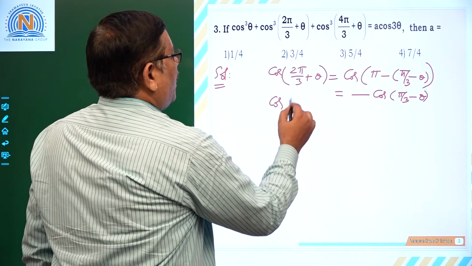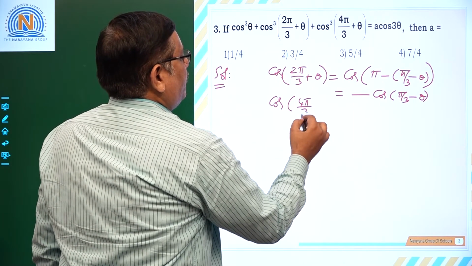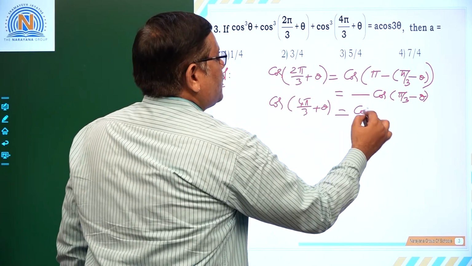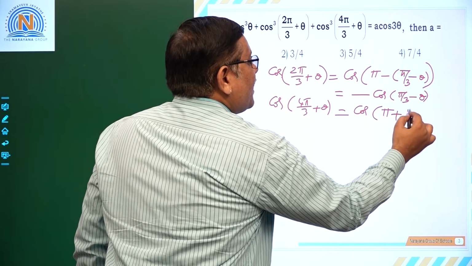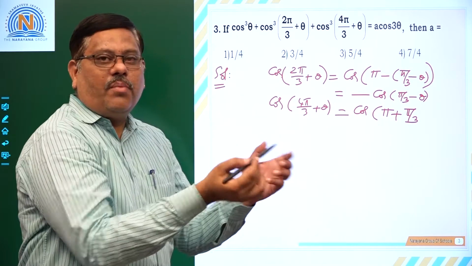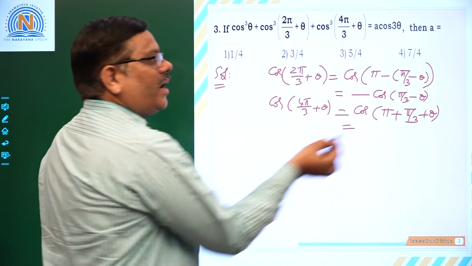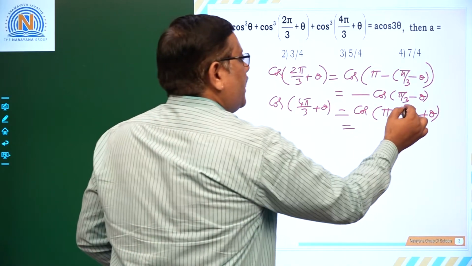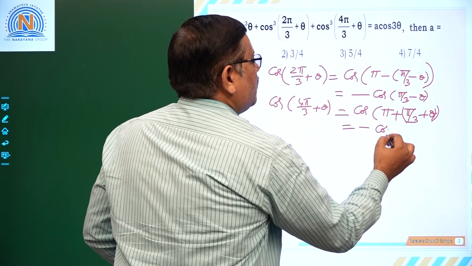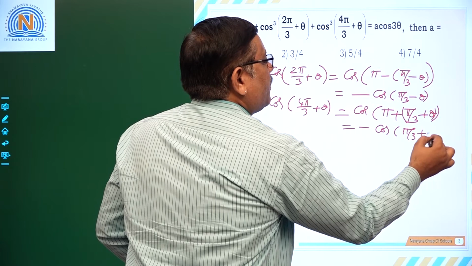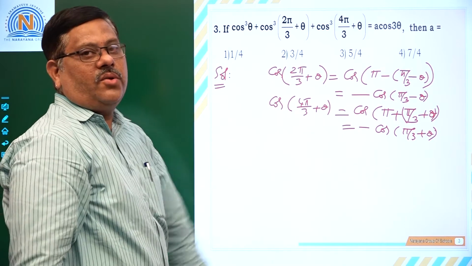Then what about cos of 4 pi by 3 plus theta? That is going to be cos, and this time you can write it as pi plus pi by 3. Pi plus pi by 3 is 4 pi by 3, plus theta. So that is going to be cos 180 plus something. Cos 180 plus theta is minus cos theta. So it is minus cos of pi by 3 plus theta. So this is the first thing you have.